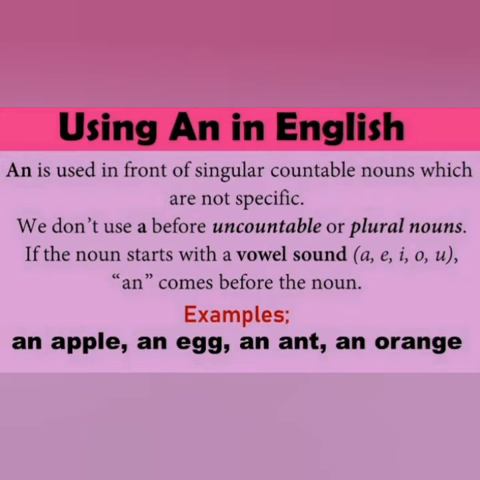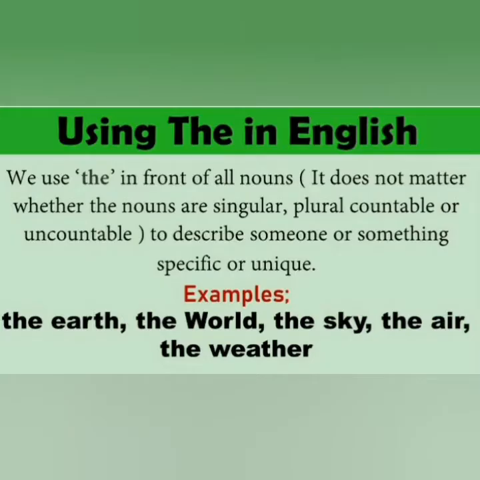Next, we are going to see how to use the in English. We use the in front of all nouns. It does not matter whether the nouns are singular, plural, countable, or uncountable. It is used to describe someone or something specific or unique. Examples: the earth, the world, the sky, the air, the weather, like that.